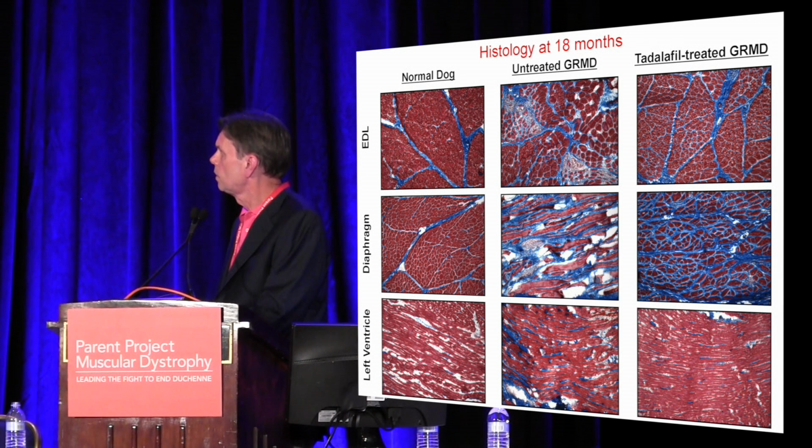These animals were treated starting at a fairly young age and sustained for a year. And what you can see is the disease progression in the skeletal muscles is much slowed. And we're hoping that a year trial in humans is going to show something very similar.